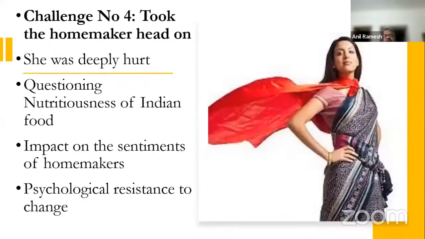The biggest challenge was that Kellogg's took the homemaker head on. The Indian homemaker, the mother, is a fulcrum, she's the Devi, she's the Durga. She was deeply hurt that Kellogg's was questioning her ability to feed her family a healthy and nutritious breakfast. Questioning the nutritiousness of Indian food, whether directly or indirectly, did not go down very well. She was deeply hurt when they tried to say idli, dosa, uttappam were not nutritious, not healthy. It impacted the sentiments of the homemaker.